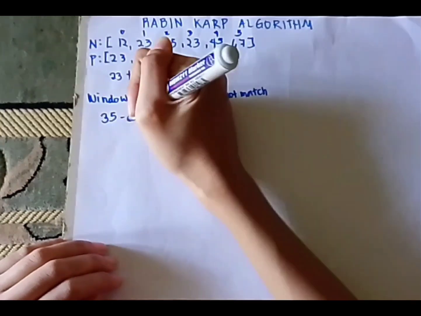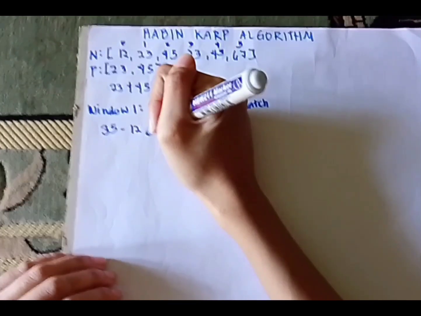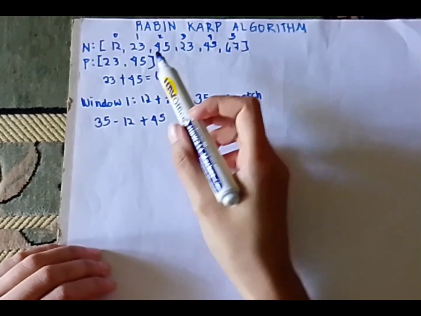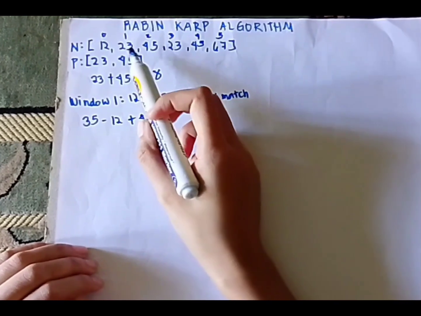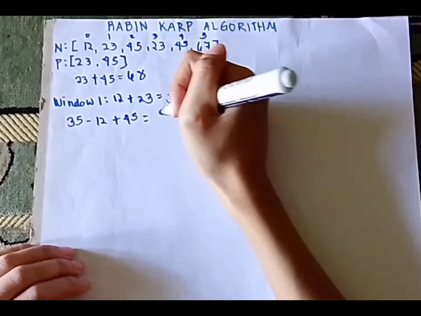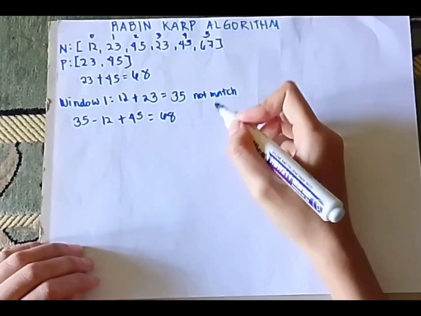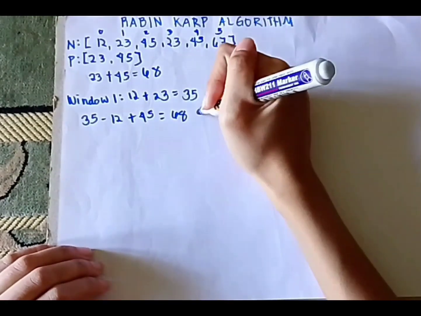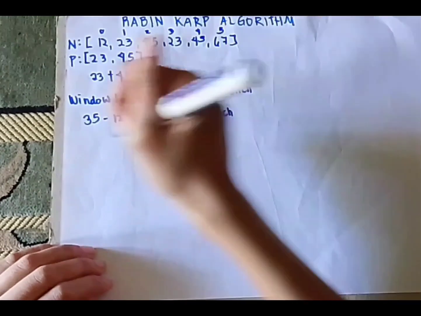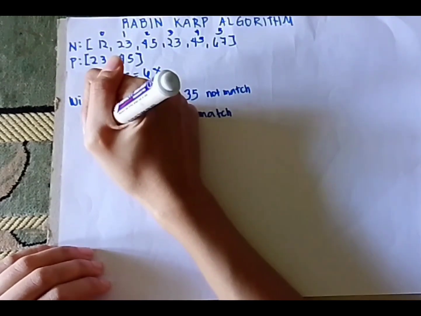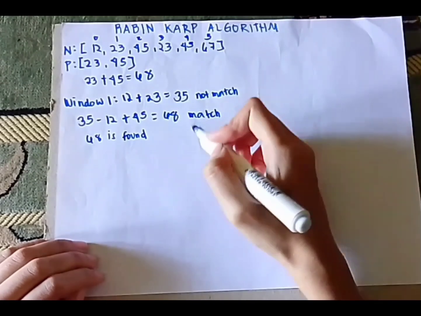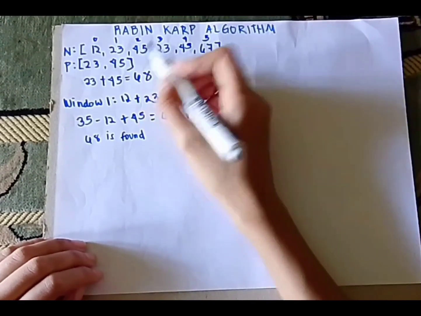So now let's take the 35 and then minus 12. The 12 is the number found at the start of the window. So we will plus the 45, which is our second hashing. Now the result of this is 68. So now it says that it matched. So we will check the pattern. It said that the pattern is found in our index 1 and index 2. So, 68 is found.